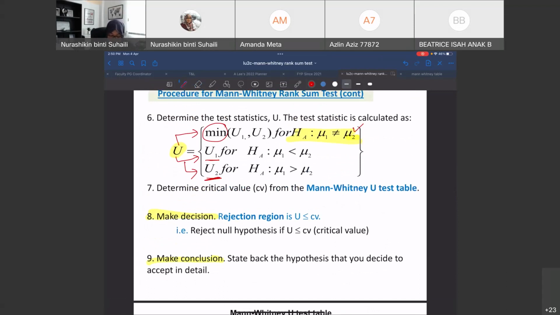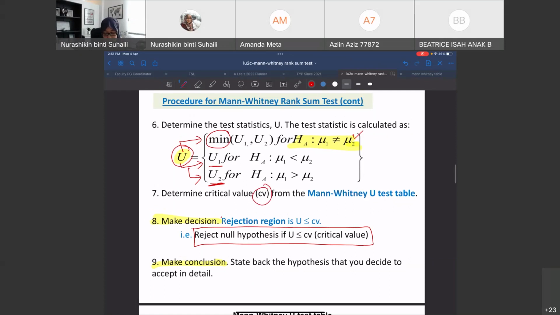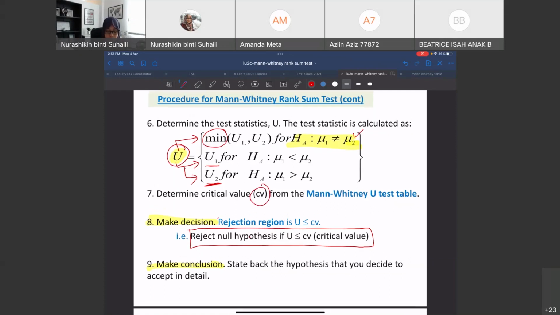The 8th step is to make a decision. So based on what condition? Based on this condition. This means that you have to compare the U from the 6th step with the CV from the 7th step, and then you compare which one is bigger. So if, let's say, U is less than or equal to CV, then the decision is to reject the null hypothesis. So that is decision number 8.